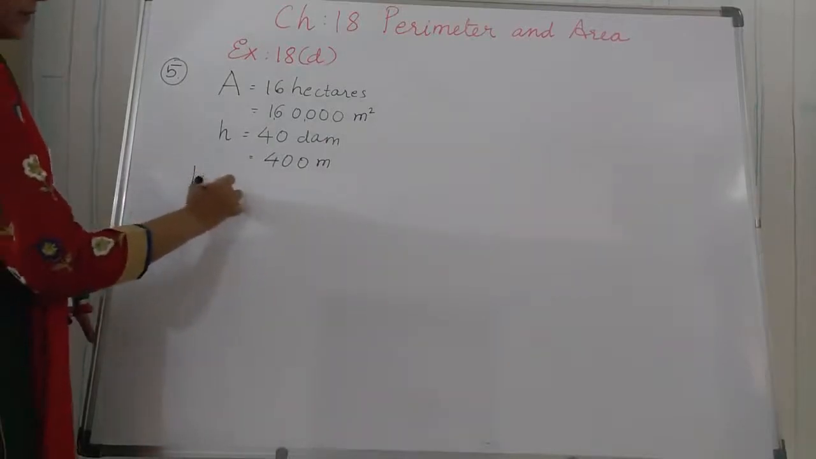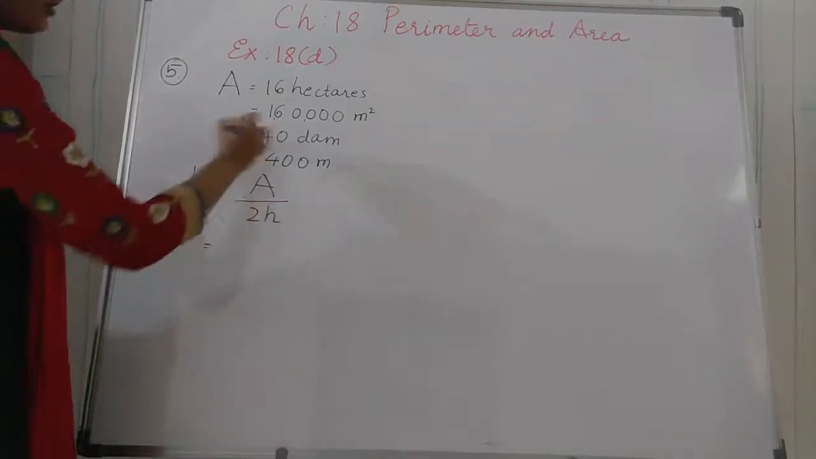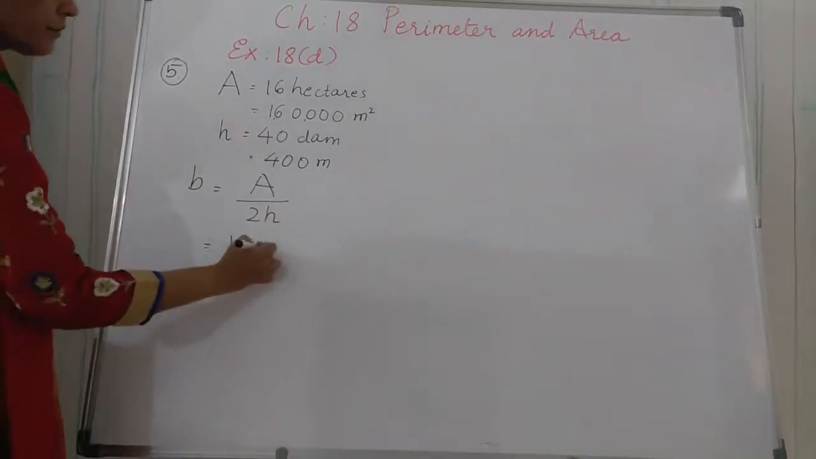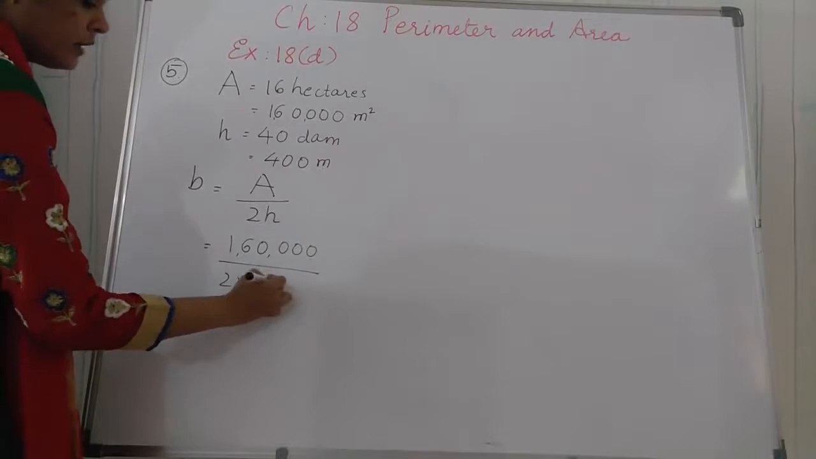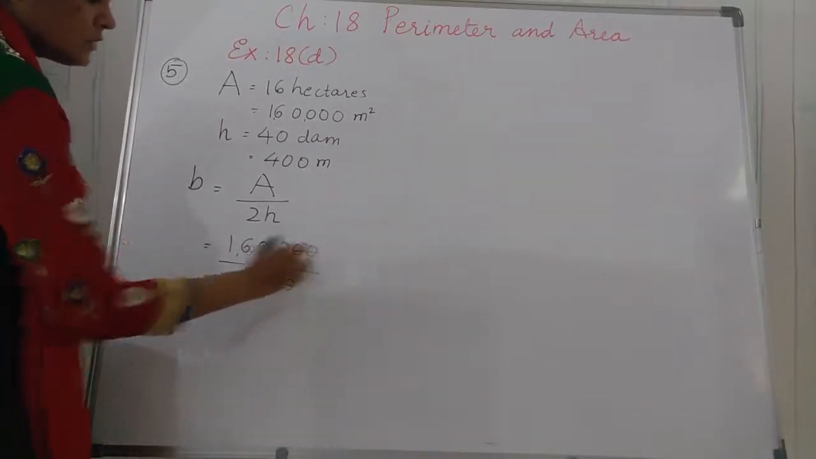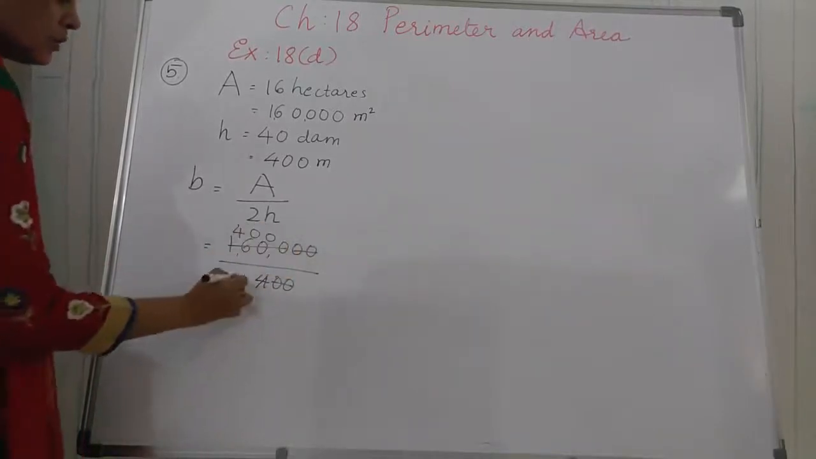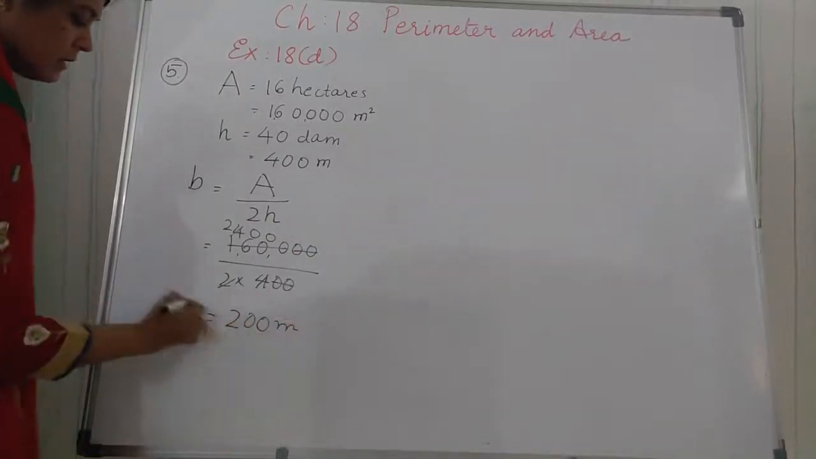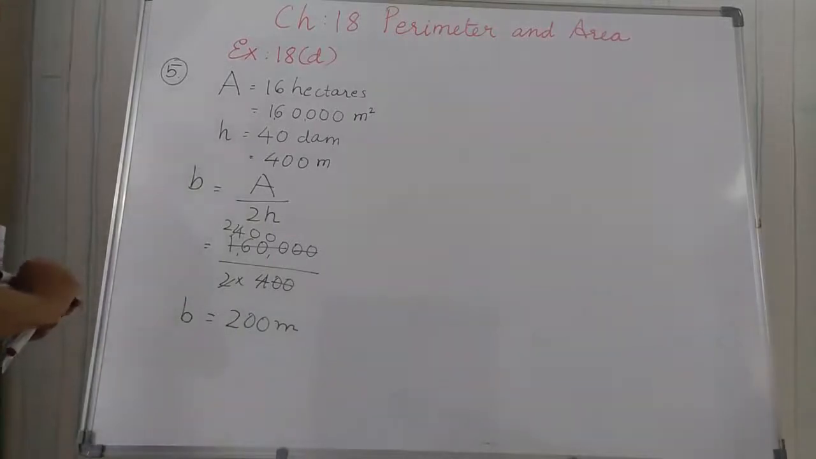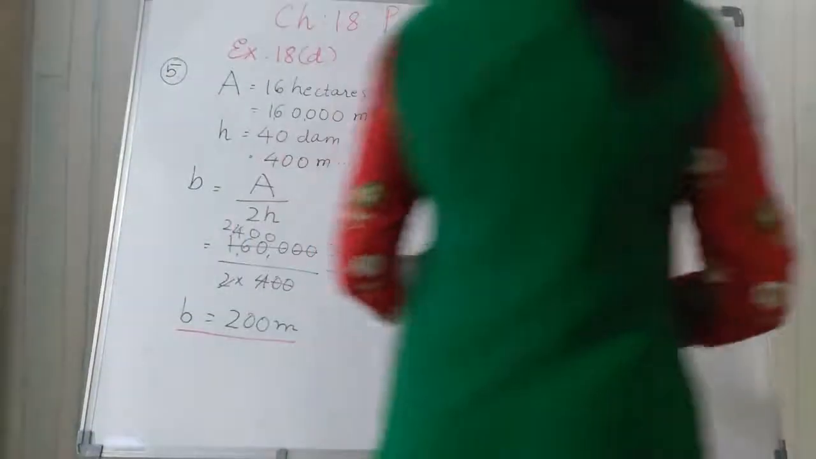Now we find the base. For that, area upon twice h. So the area value is 1,60,000 divided by 2 into 400. So these two zeros get cancelled and 4 4s are 16 and 2 more zeros, 2 2s are 4. It means we get 200 meters as our base answer. So students, this is question number 5. Answer: base 200 meters. Now question number 6.